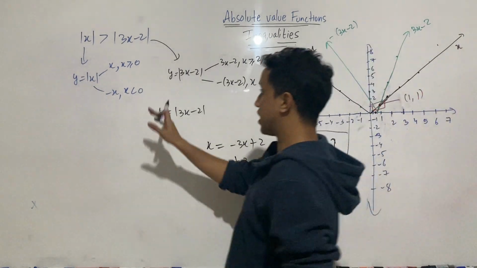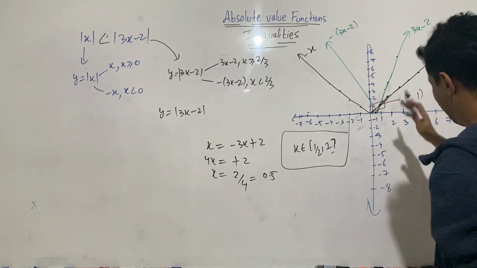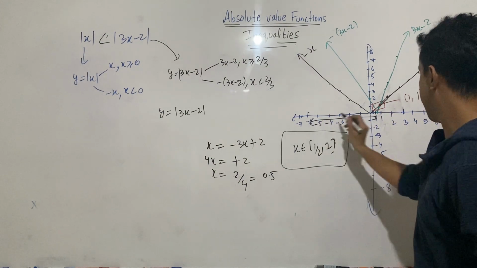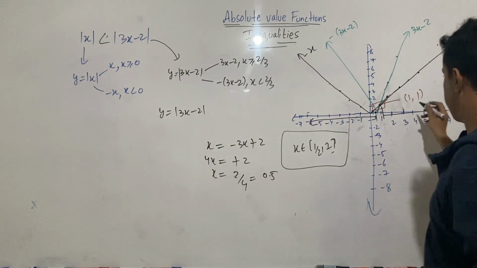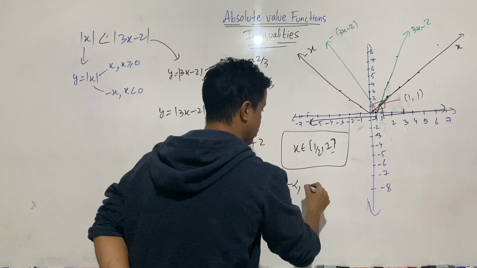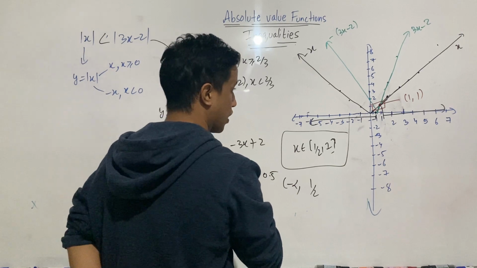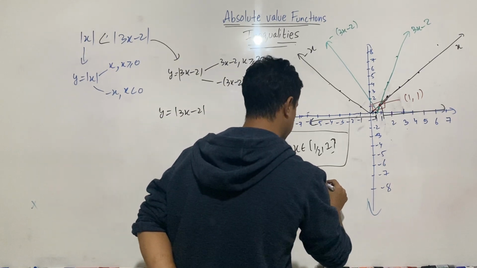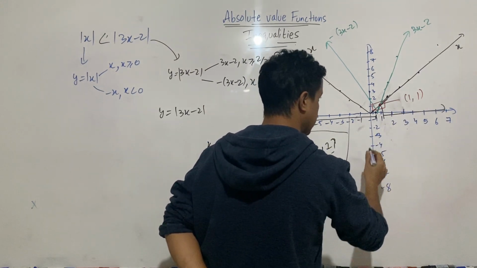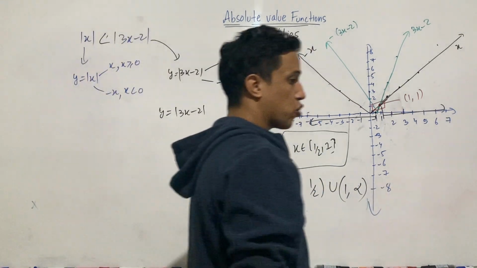Okay, if they had asked here for less than, then where does it stay below? Now see here, stay below means this way and this way. Then in that case, what's going to be the answer? Minus infinity to 1 by 2, union 1 by 2 to infinity... I mean 1 to infinity. Okay, so quite easy, right?